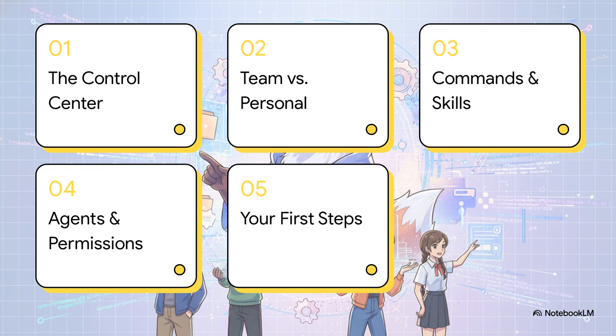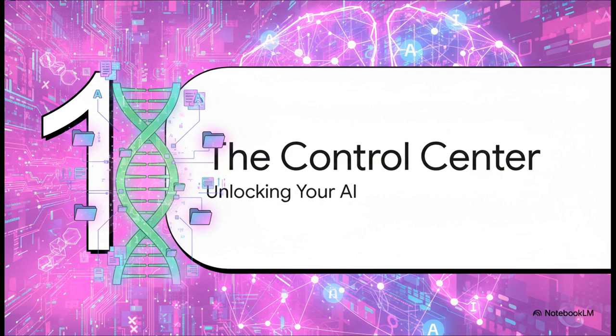First, we'll dig into why this folder is basically your AI's command center. Then we'll talk about a super important split, team versus personal setups. After that, we get to the fun stuff, power-ups like custom commands and skills. We'll also touch on some advanced controls like agents and permissions. And to wrap it all up, I'll give you a simple 5-step plan to get you started. All right, let's dive in.